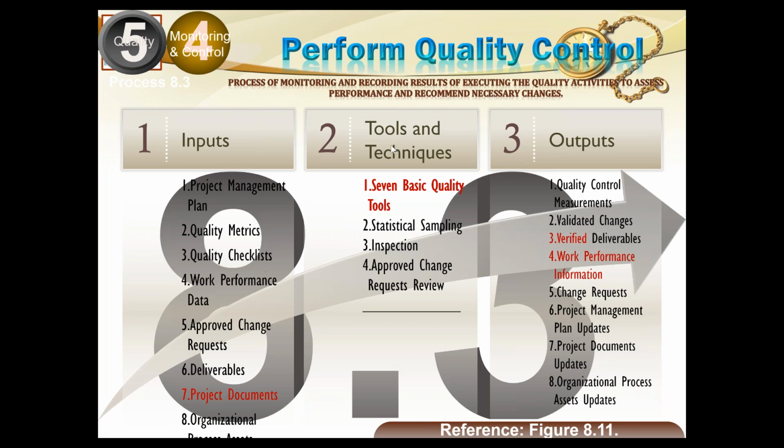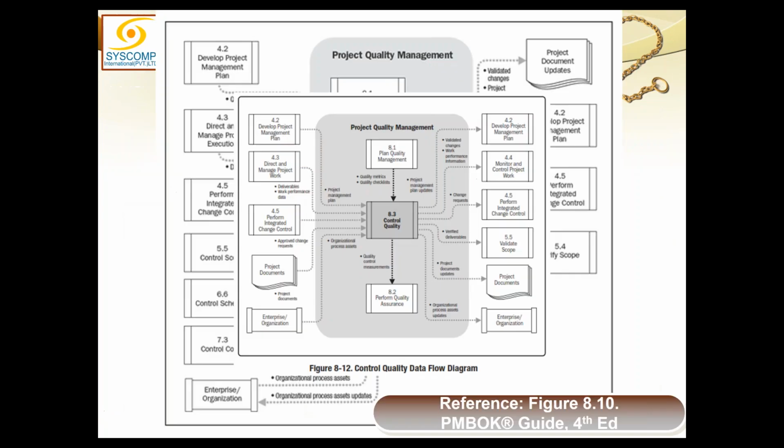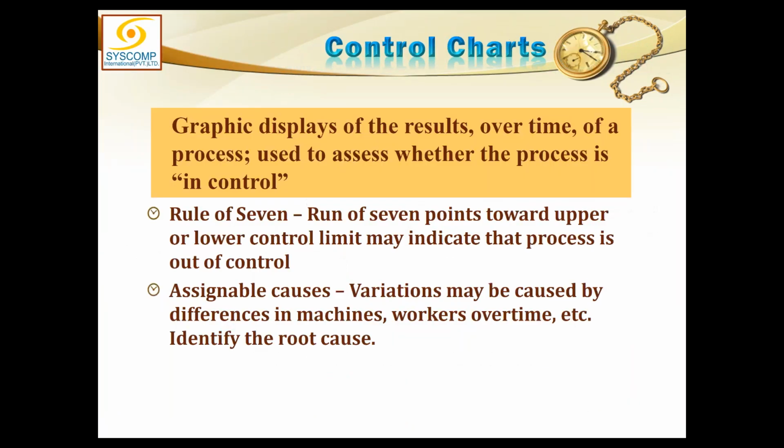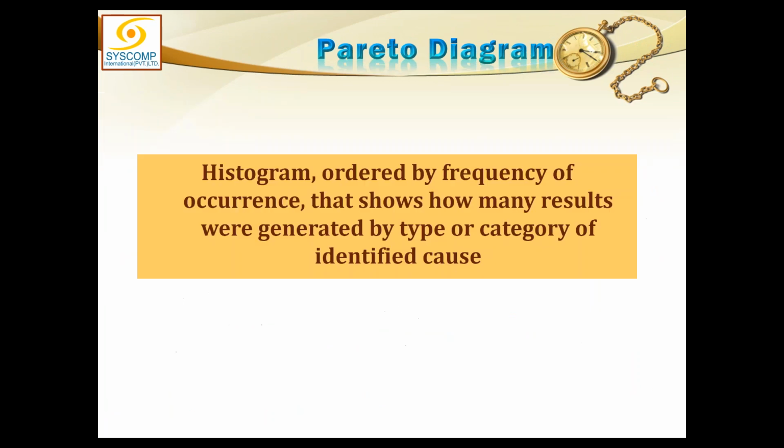Similarly, the main job of quality control is to deal with the deliverable. So the deliverable is coming as input. In tools and techniques, number 3 is inspection, and number 3 in output is verified deliverable. If there is any change request, you can move it from here, and the project management plan, project documents, and organizational process assets will get updated. So the same tools here, all the same tools which we have already studied.